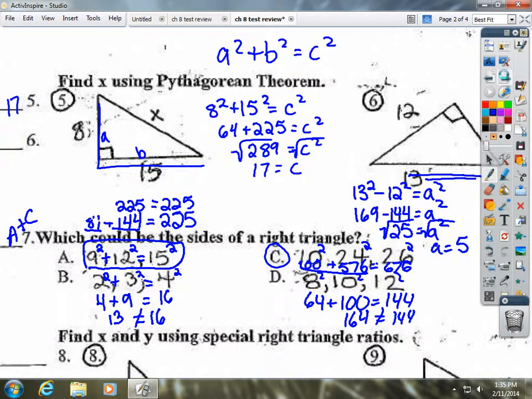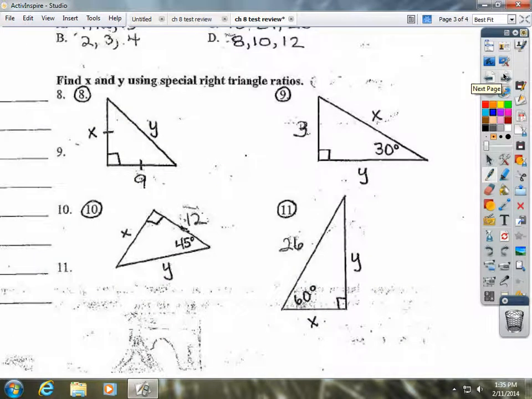Okay, and I'm going to do 9 and 10 together. Both of these are 45, 45, 90. This is 45, which means these two sides are equal. So if this is a 9 here, this is also a 9. And this other side here is going to be whatever the leg is times the square root of 2. So I have 9 times the square root of 2.